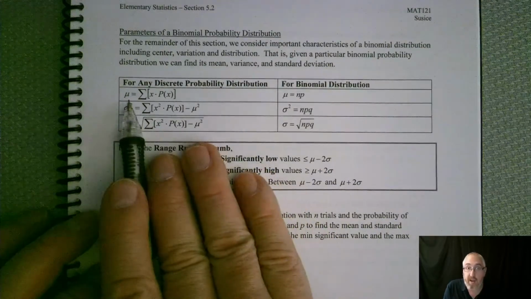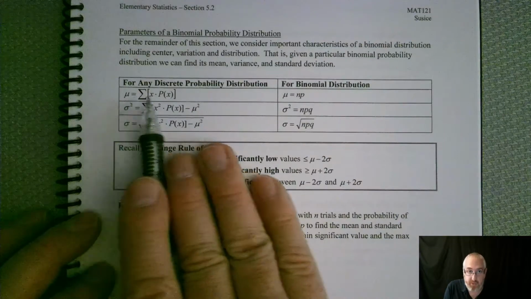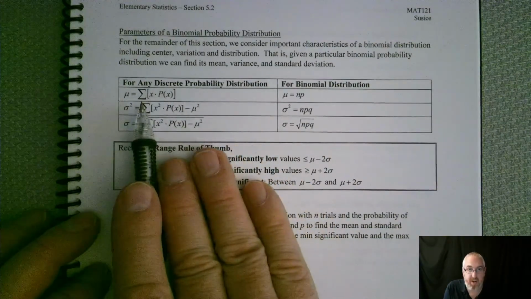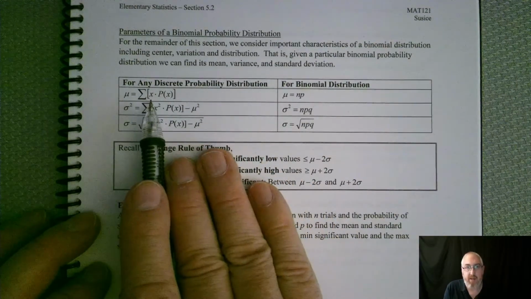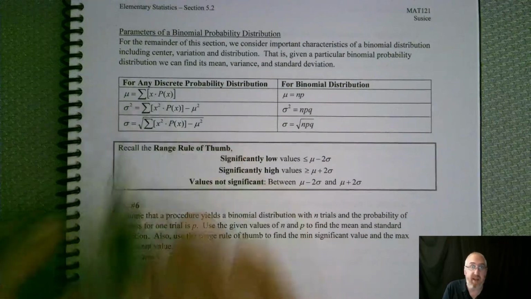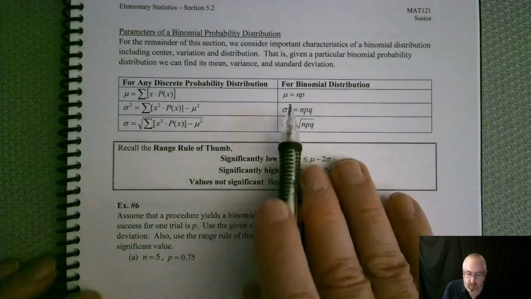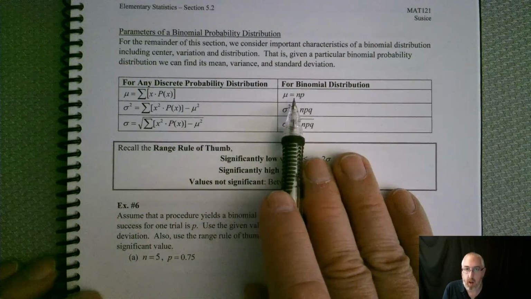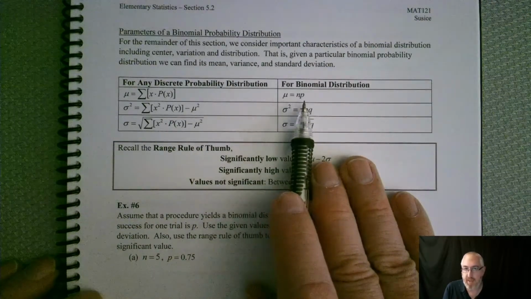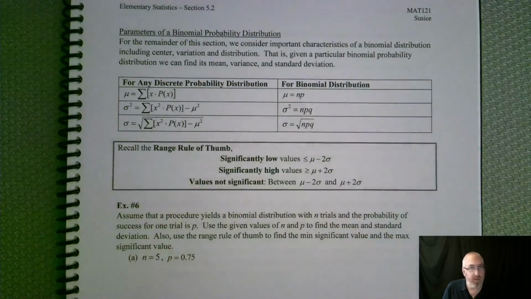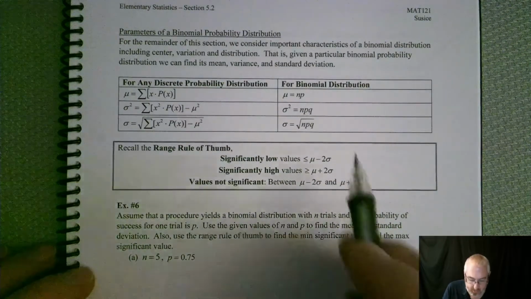Now for a general probability distribution, this is our formula. We have the summation, we had to find the product of x times p of x and then add up that column. A lot of work. For binomial, it's much, much quicker. All we have to do is multiply n times p. So if it's binomial, much, much nicer to work with.